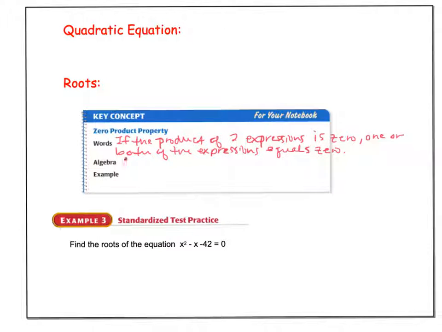In algebra, we can write like a times b equals 0. Well, if that equals 0, then a must have been 0 or b must have been 0, which is very intuitive to us at this point.